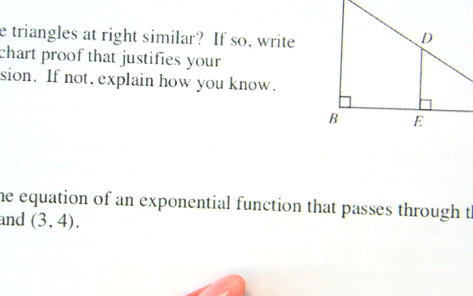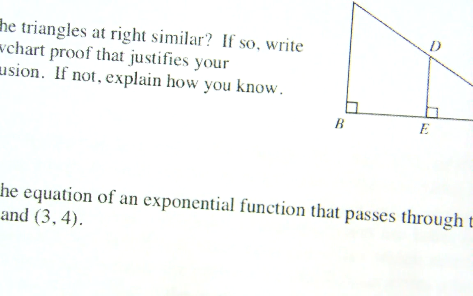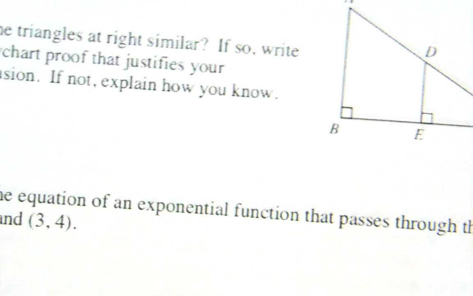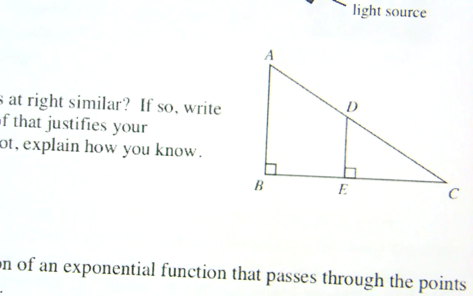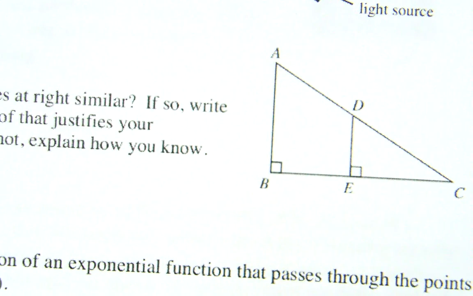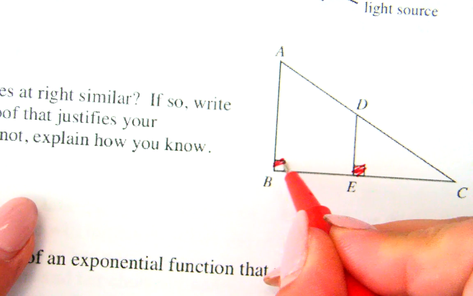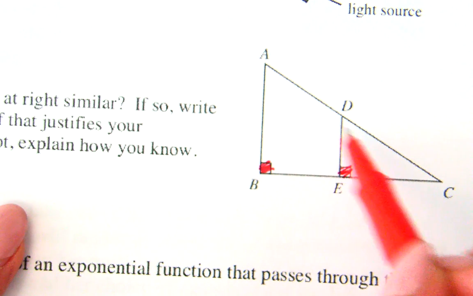All right, 96. Are the triangles at the right similar? If so, write a flowchart proof to justify your conclusion. If not, explain how you know. Yes, they are. And it's actually the same as the homework that you just did last night. So I'm going to mark the angles that are the same, because obviously we both see the 90-degree angles in both.